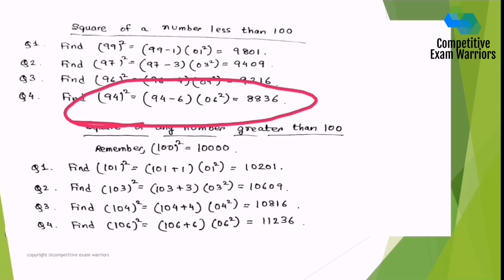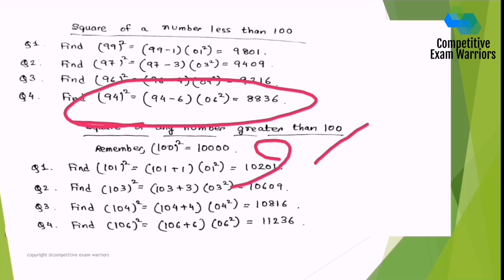Now if we find the square of a number greater than 100, just like the previous one, it is also quite similar, only the difference is that here you need to add. Since you were asked to find the square of 101, you need to understand it is 1 greater than 100, so you write 101 plus 1. And the next one is 00 plus 1 squared. Just like the previous one, 103 also, it's 3 greater than 100, so 103 plus 3, and the next one is 00 plus 3 squared.